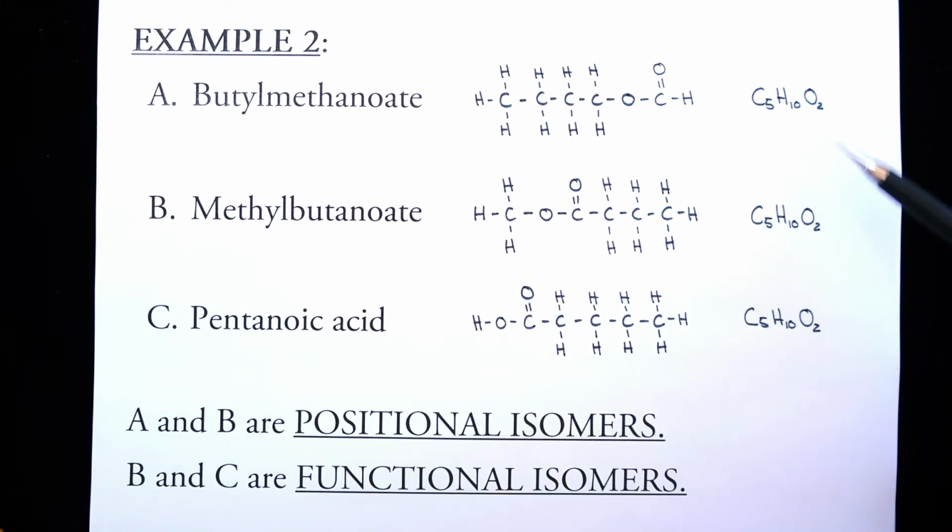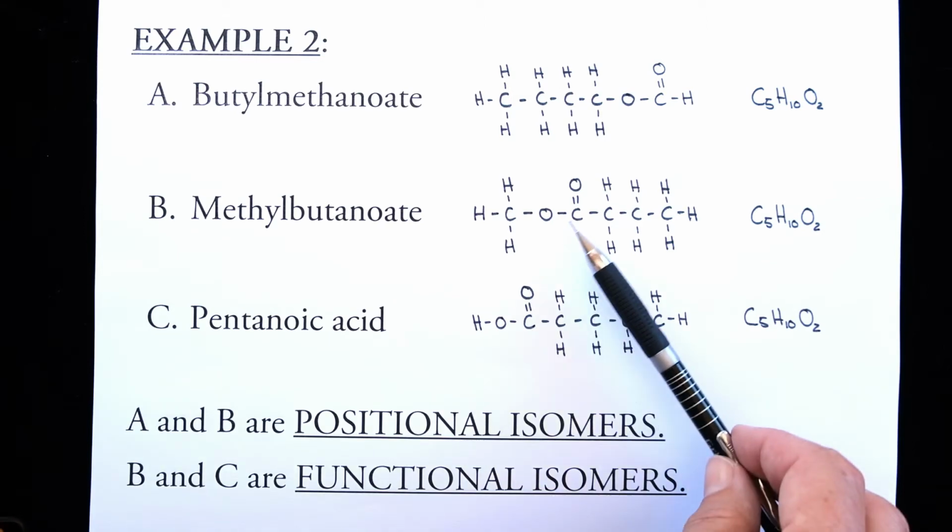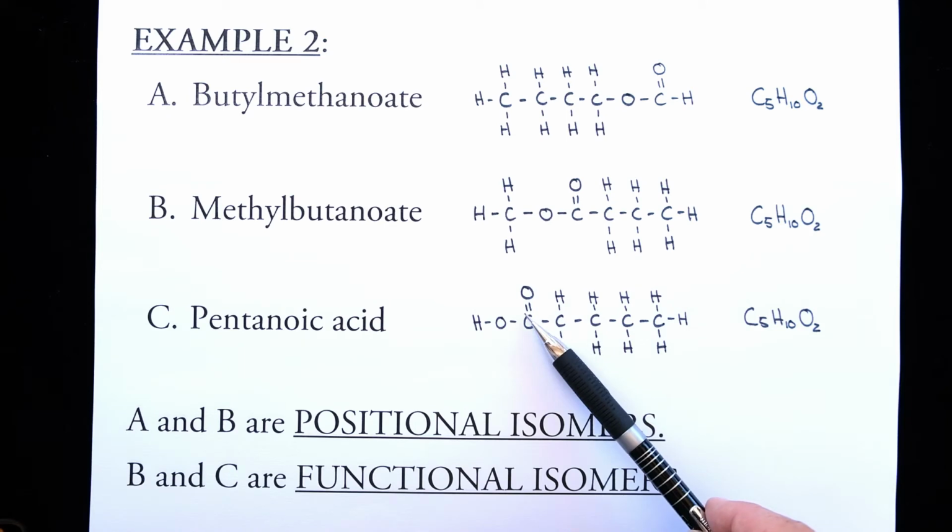All three have the same molecular formula, C5H10O2. So A and B are positional isomers because the position of the ester functional group differs. And when we compare B and C, they have completely different functional groups. So B and C are functional isomers.